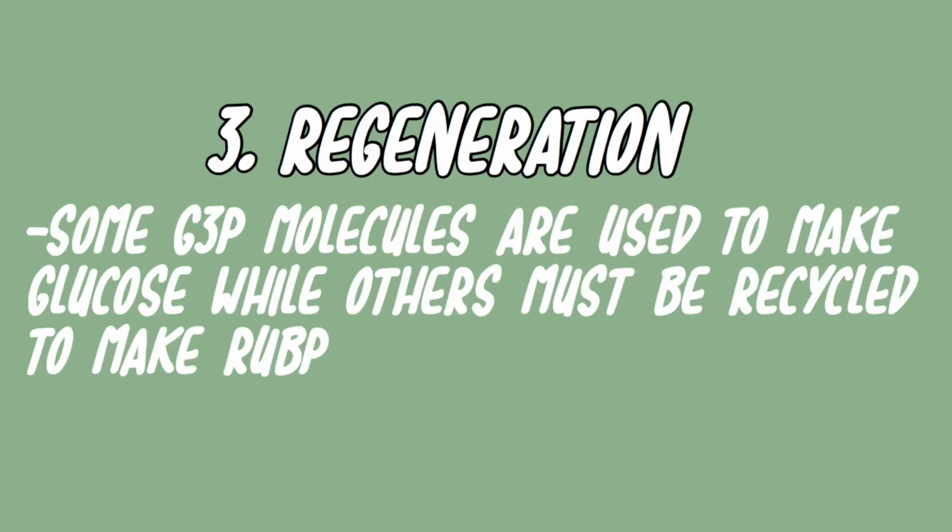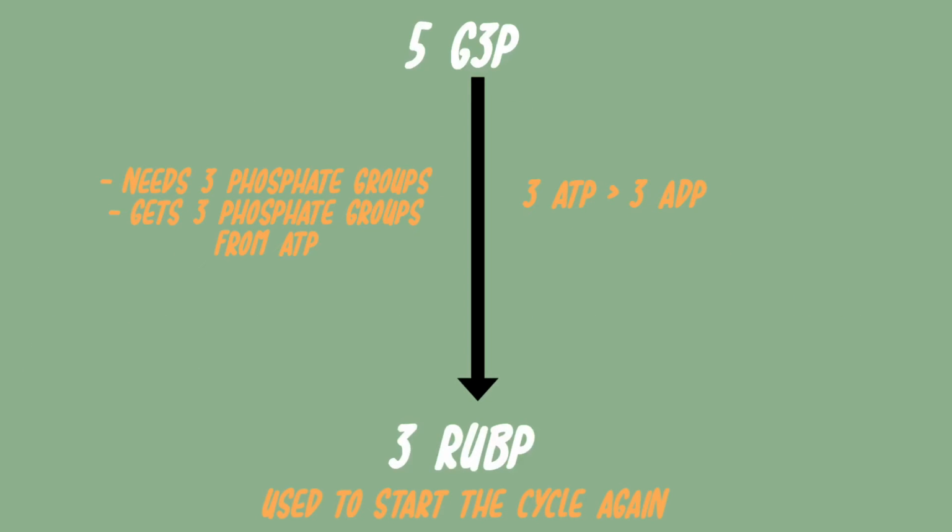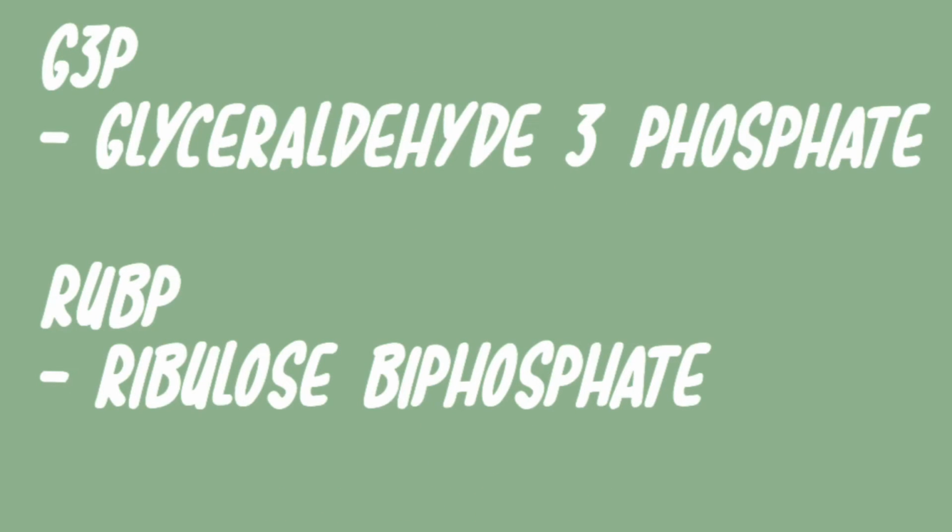3. Regeneration. Some G3P molecules are used to make glucose. The 5 G3P becomes 3 RuBP by borrowing 3 phosphate groups from ATP, so ATP becomes ADP. G3P is glyceraldehyde 3-phosphate and RuBP is ribulose biphosphate.